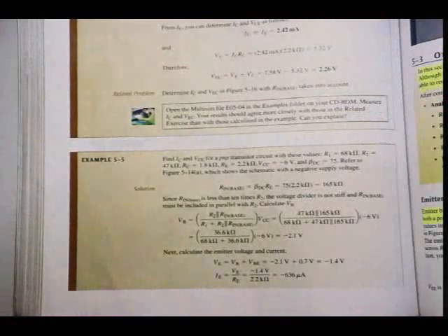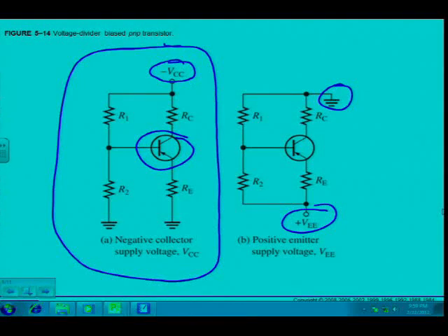What is the very first thing that I'm going to do? I must calculate R in at the base. Why do I have to calculate R in at the base? Let's just go back to that one. Because I have to check if the circuit is stiff or not stiff, because of the loading effect.